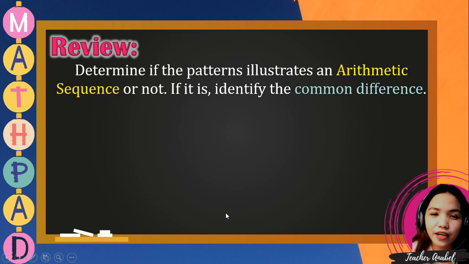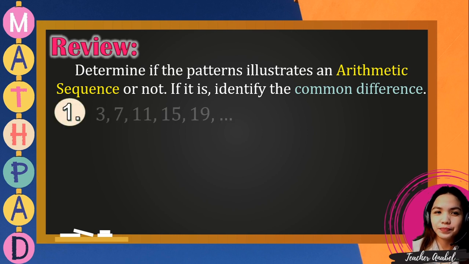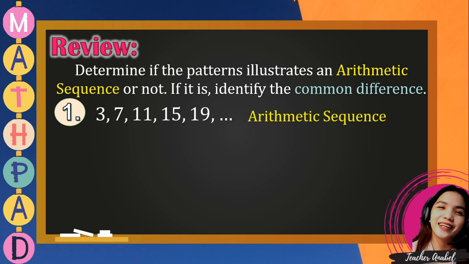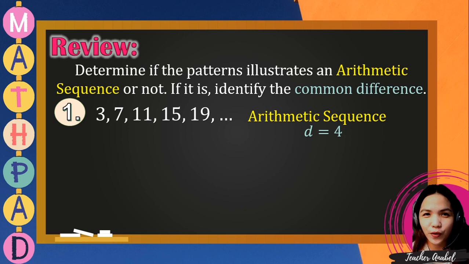So before we start, let us have a review first. Now let us determine if the given patterns illustrate an arithmetic sequence or not. If it is, identify the common difference. First, we have 3, 7, 11, 15, and 19. Now, is it arithmetic or not? Correct. That is an arithmetic sequence and the common difference is 4.